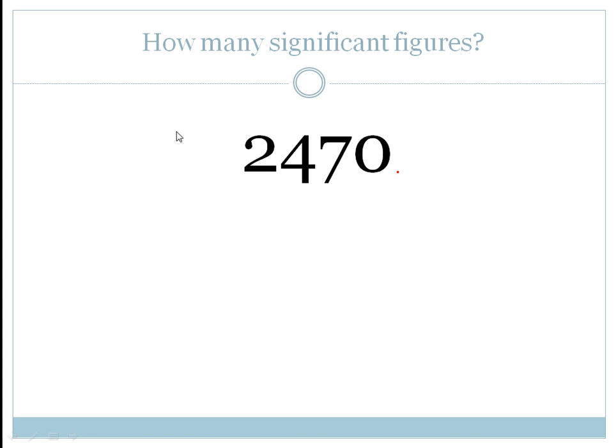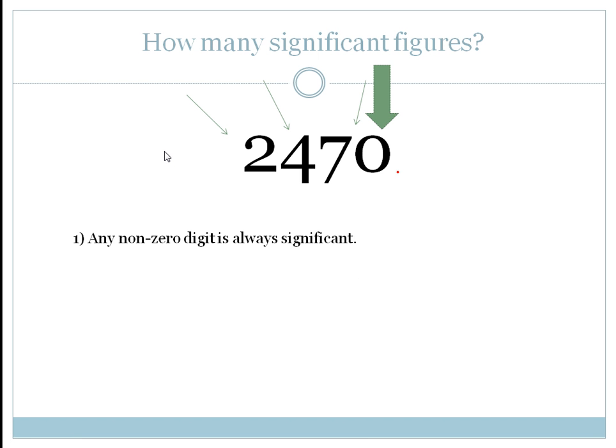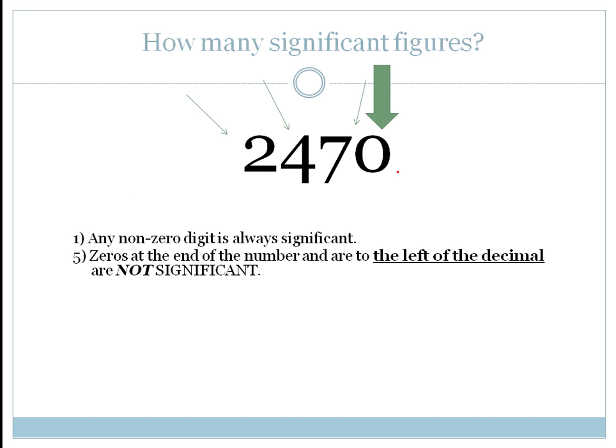So let's look at our rules. Rule 1 gives us non-zeros, no big deal. Let's look at this 0. It's at the end, but now it's to the left of the decimal. So zeros that are at the end but to the left of the decimal are not significant. Do I still need it as a placeholder? Yes. But is it significant? As far as my measurement goes, no. In this case, I only have 3.